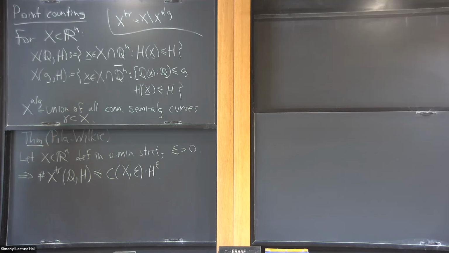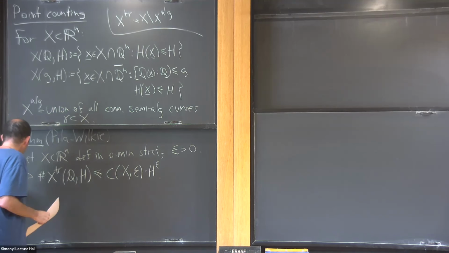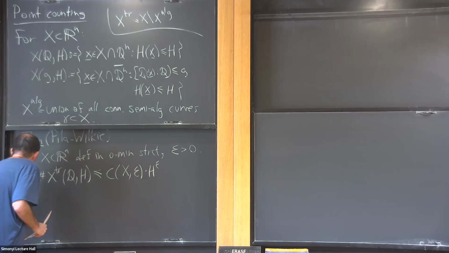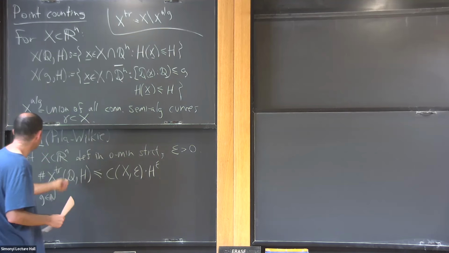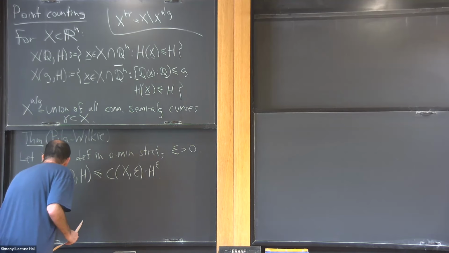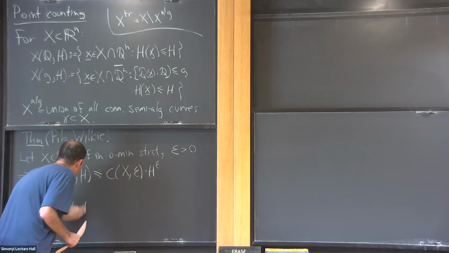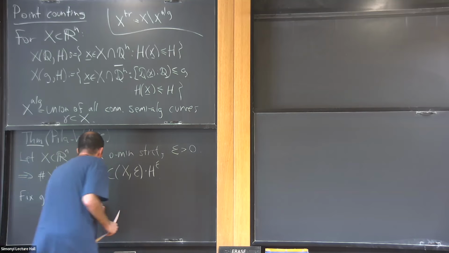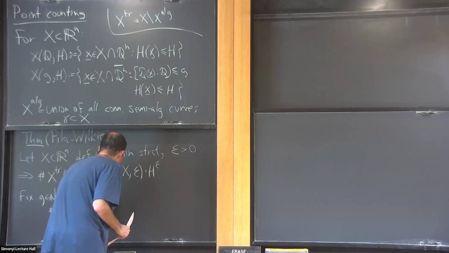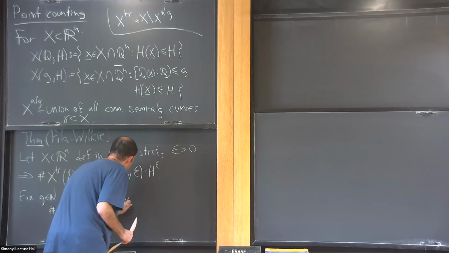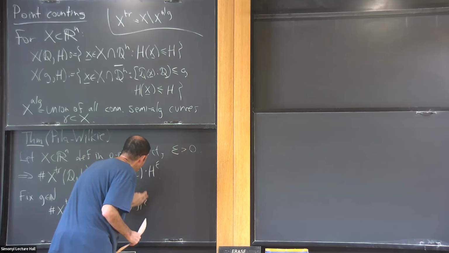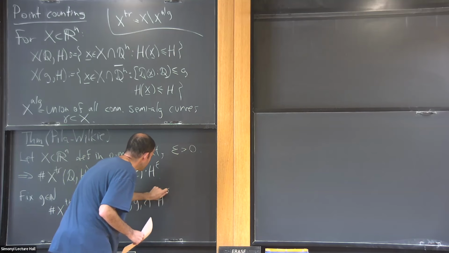Okay, and I wanted to also make one statement for this, more general notation. So now if I fix G in N, then I'll have the same kind of statement. The number of points in the transcendental part of degree G and height H is also bounded by C, depending on X, G, and epsilon, times H to the epsilon.